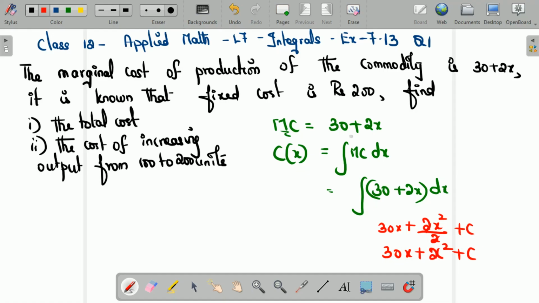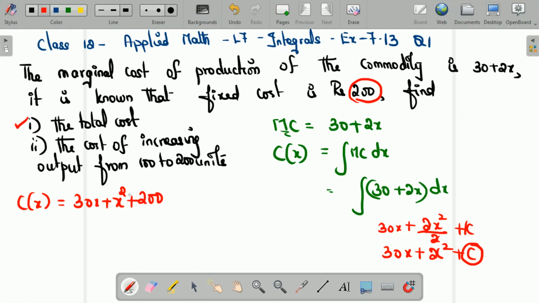Remember, they have given that there is a fixed cost of rupees 200. So this c, or the k constant that you will place, is nothing but the fixed cost. So the total cost C of x is going to be equal to 30x plus x squared plus the fixed cost, which is 200. So the integration constant c, or if you want you can use the variable k, is going to be nothing but the fixed cost. So replace that with this particular number. So we found out the total cost.